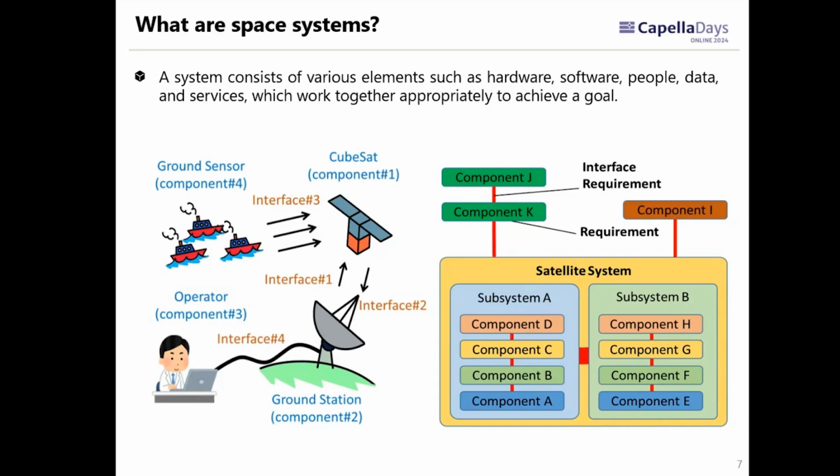The left figure consists of the ground station operators, ground stations, and the satellite itself, and then there are the ground sensors. Each element has interfaces between them: interface 1, 2, 3, 4, and there are components 1, 2, 3, 4. The satellite itself also has several component elements, like the right figure. There are components A, B, C, D, which construct subsystem A, and there is subsystem B, and subsystems A and B are connected by some interfaces. And there are requirements about the components and about the interfaces. So it is very important to clarify the requirements to develop this kind of system.